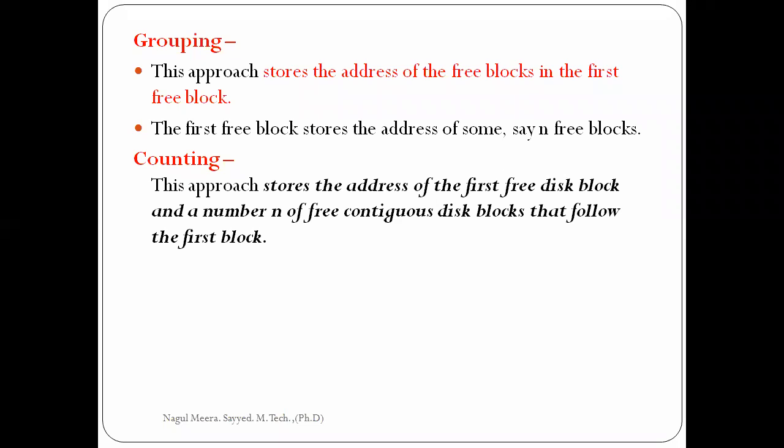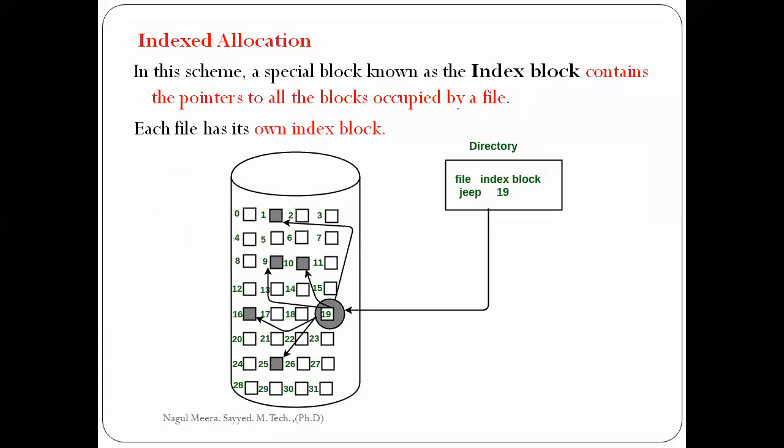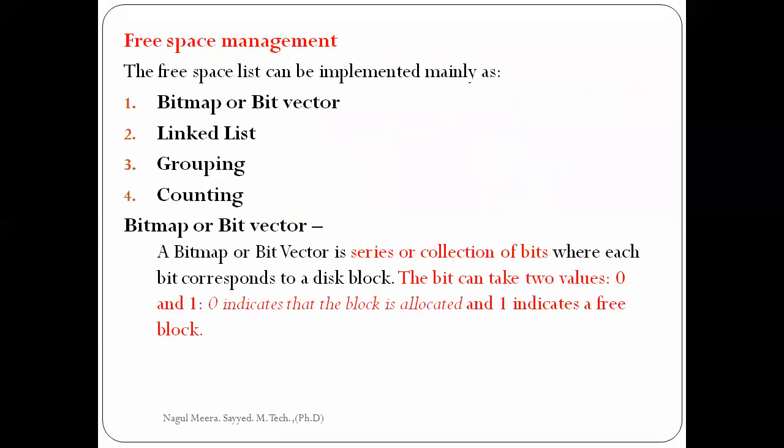Okay, so simply grouping and counting look something like indexed allocation. So this is about our free space management. The operating system performs any one of these four techniques to manage the free space in our hard disk, to know how much free space is available and how much occupied space is available. Bitmap or bit vector, linked list, grouping and counting. This is about our free space management.